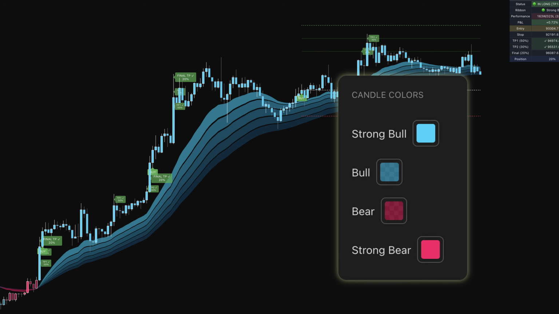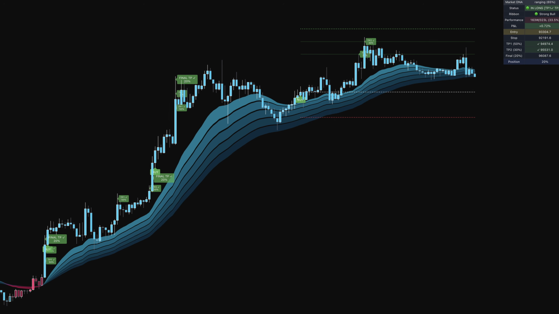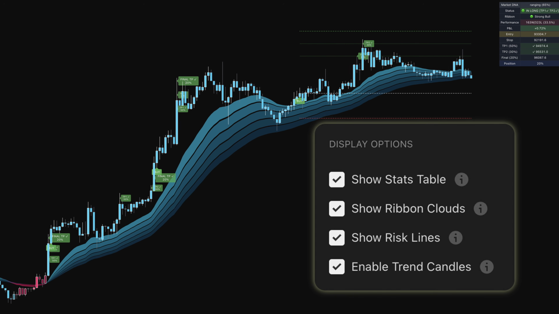Candle colors. 4 separate color pickers for strong bull, bull, bear, and strong bear states. Show or hide elements as needed. Ribbon clouds, risk lines, stats table, trend candles.